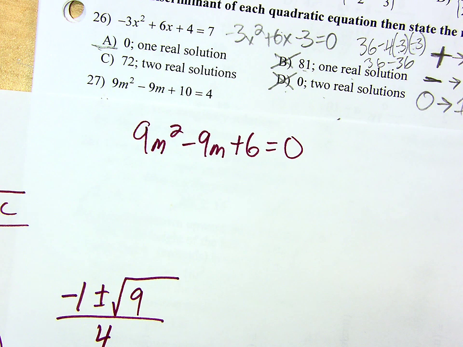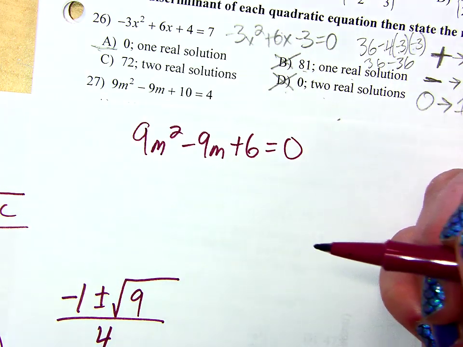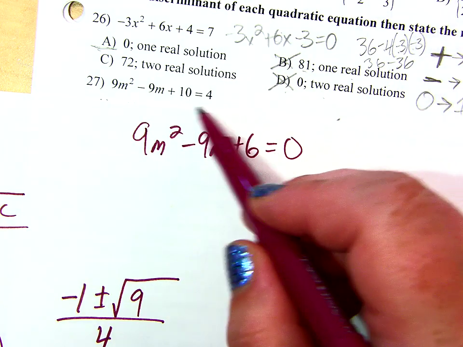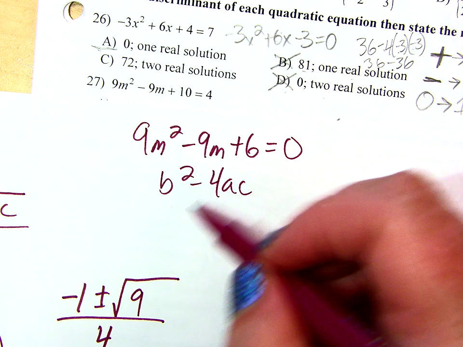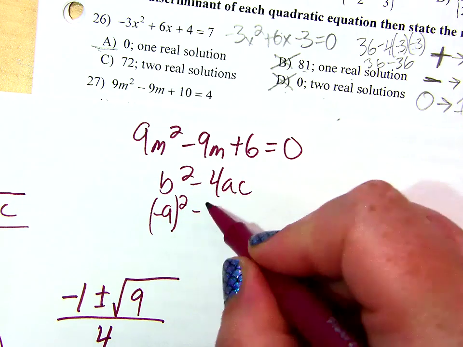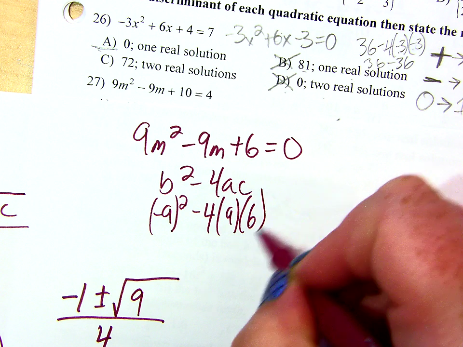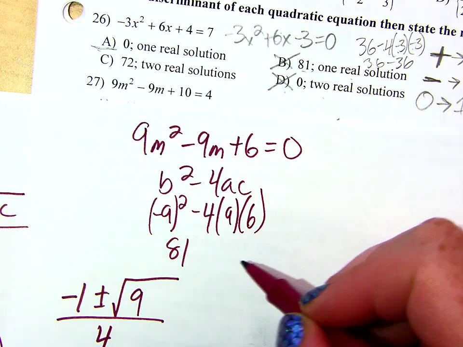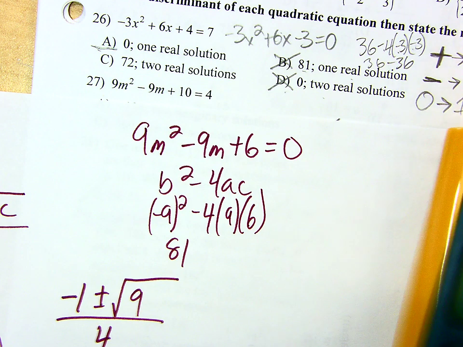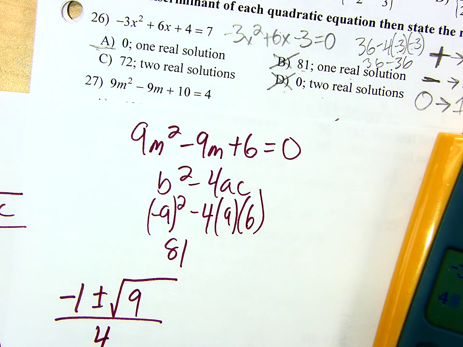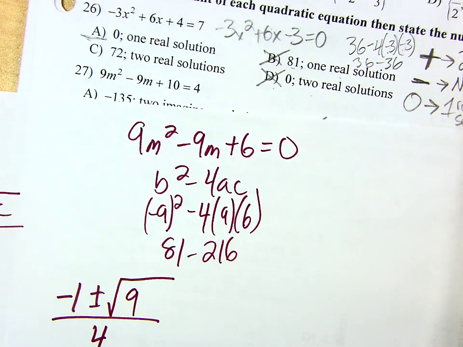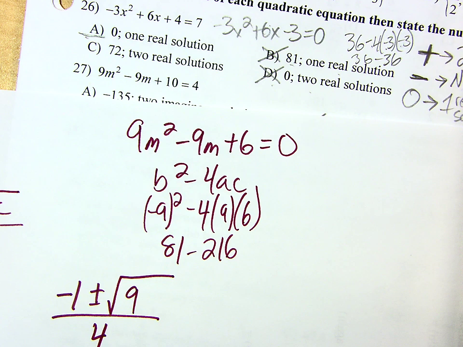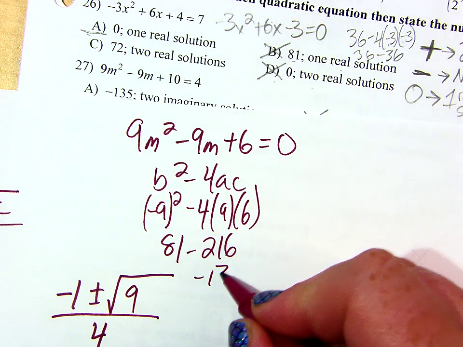All right, now I can do b squared minus 4ac. Oh, added it to the other side. Minus, but yes. b squared minus 4ac. Let's do it. Negative 9 squared minus 4 times 9 times 6. Negative 9 squared is 81. And then 4 times 9 times 6 is 216. So minus 216. So 81 minus 216 is negative 135.